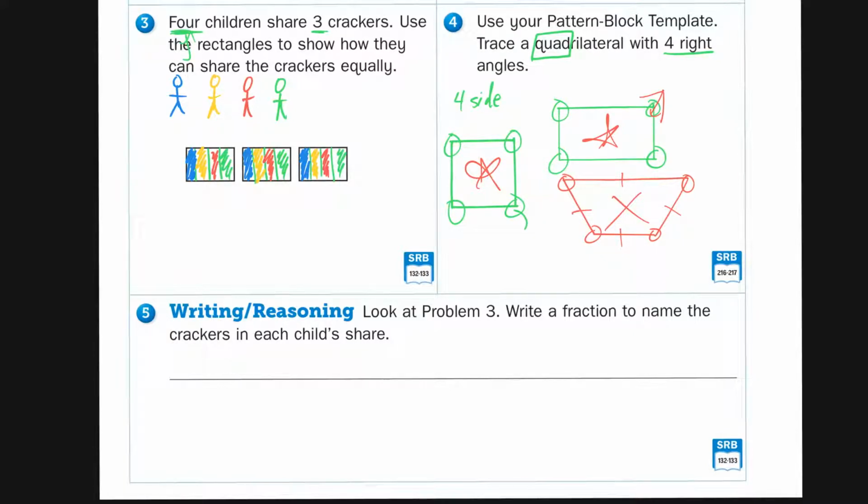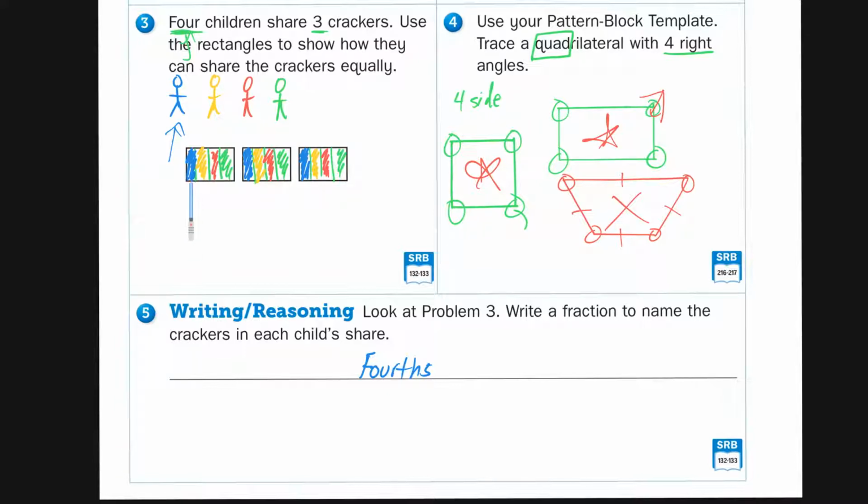For our last problem, problem number 5, a writing reason says, look at problem 3. Problem 3 is right here, and it says, write a fraction to name the crackers in each child's share. First we're going to look at one cracker, and we can see the cracker split into 4 parts. When something's split into 4 parts, we would describe that as being split into fourths. Then we look at each child's share, and we simply count how many fourths, let's say, the person in blue has.